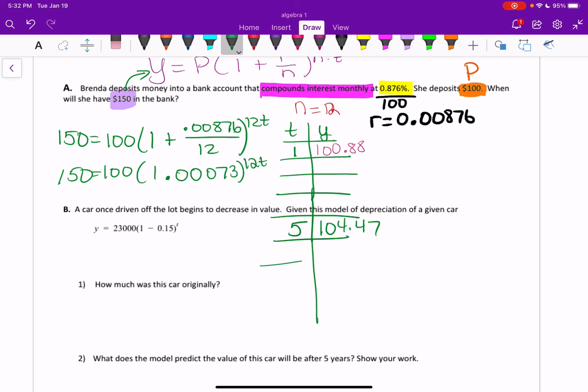Let's go down to 10. Gotta fix this. So let's try that. 100, because I'm trying to get to 150, times 1.00073 raised to the, well, this time I'm going to do 10 times 12, so that's raised to the 120th power. Did I really make this problem this hard? I don't think I did.